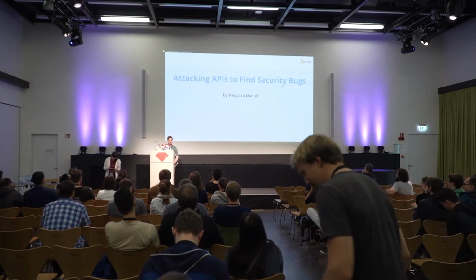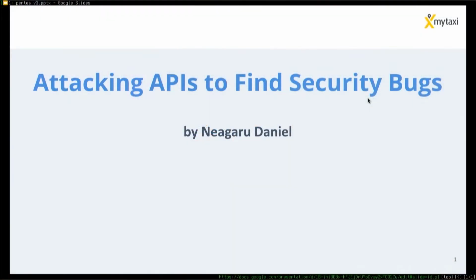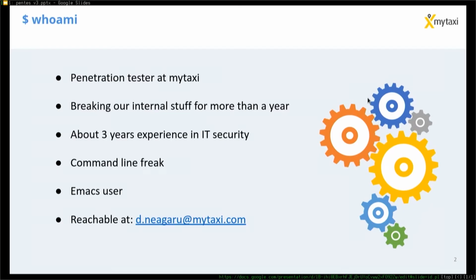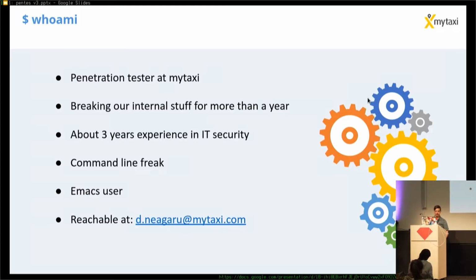Hello everyone. I'm a penetration tester for my taxi, and today I'm going to show you how the techniques I use to find some security bugs in our APIs. So like I said, I'm a penetration tester for my taxi. I've been working here for a bit more than a year, and I've got 3 years experience in IT security. I'm also a command line freak, so if I can do some task in the command line, I'll probably do this. I'll try my best, or even better in Emacs.